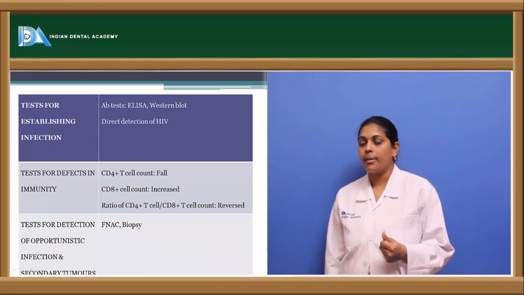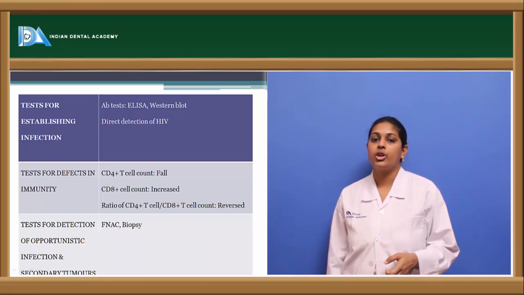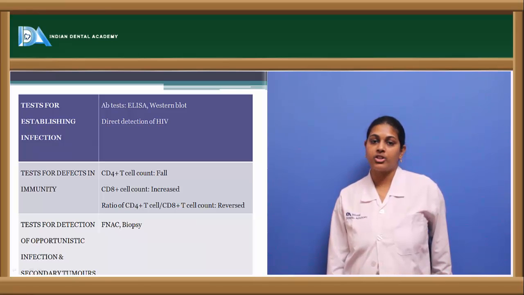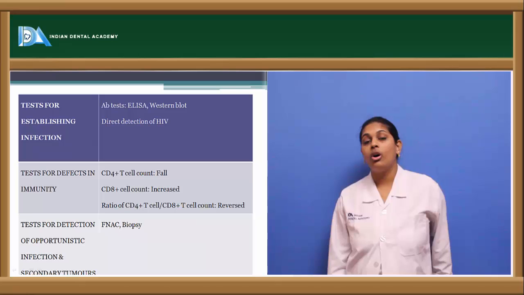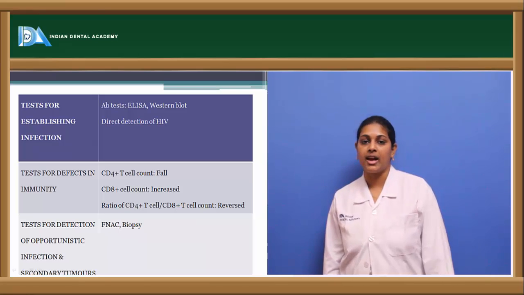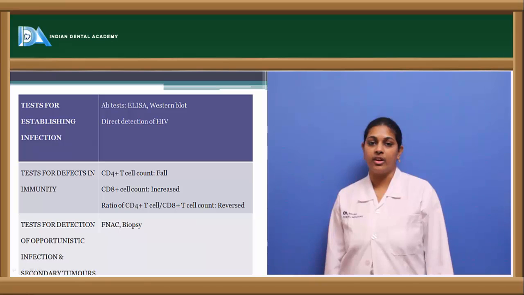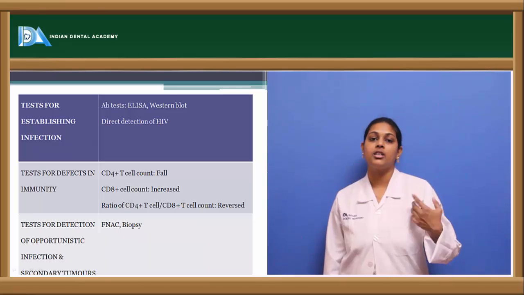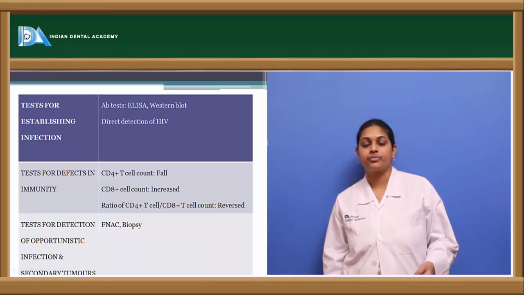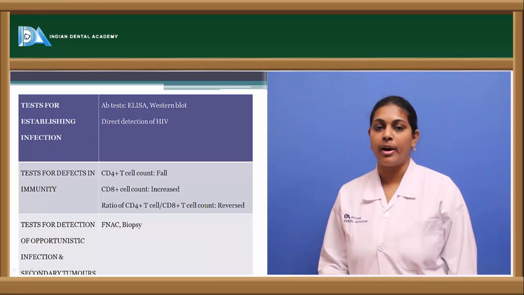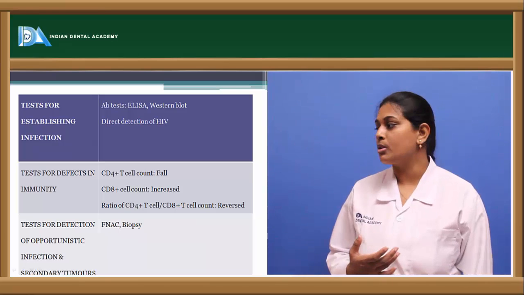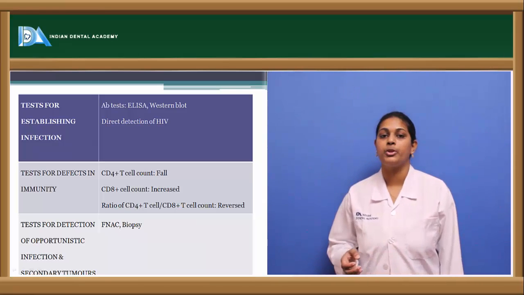So it is reversed. Coming to the tests for the detection of opportunistic infections and secondary tumors, as we have seen, certain opportunistic infections, that is bacterial or fungal infections, such as candidiasis, can be seen. So FNAC, that is fine needle aspiration cytology, can be done, where fluid is aspirated from the body. After being processed, this fluid is observed under a microscope for the presence of particular bacterial or fungal microorganisms, where we can give the diagnosis of a particular opportunistic infection.